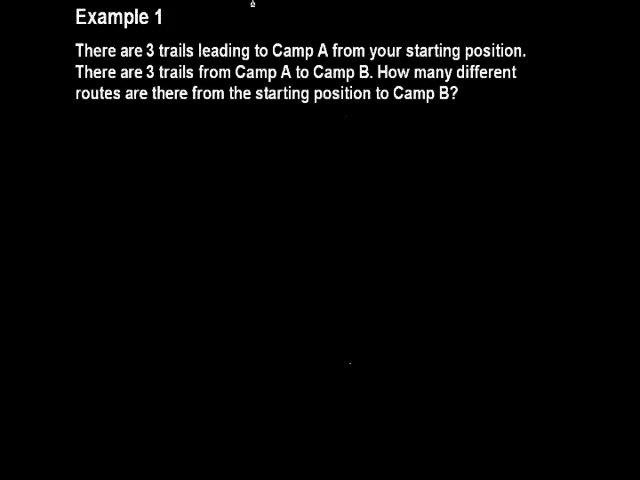Now, let me show you some examples that need us to use the tree diagram. The first example is taken from our tutorial questions. Example 1. There are 3 trails leading to Camp A from your starting position. There are 3 trails from Camp A to Camp B. How many different routes are there from the starting position to Camp B?